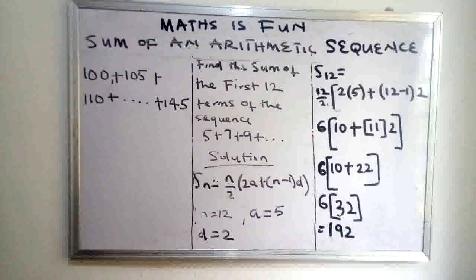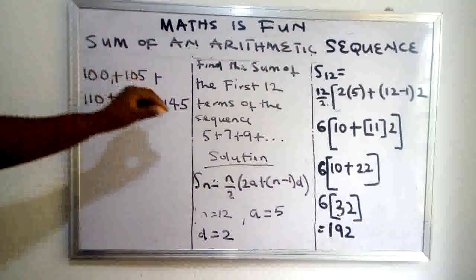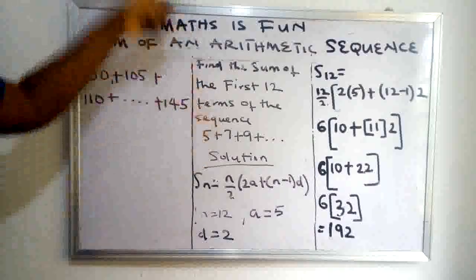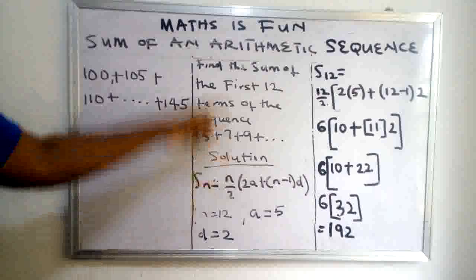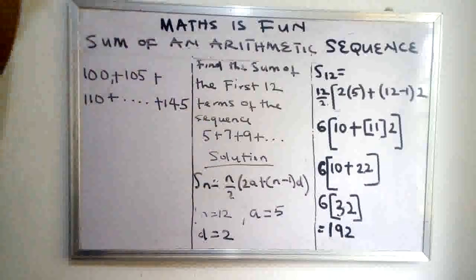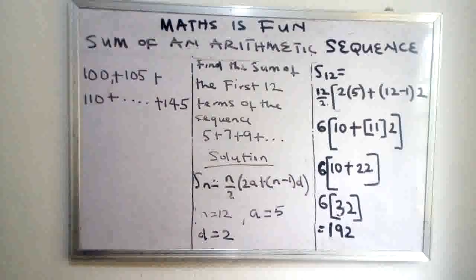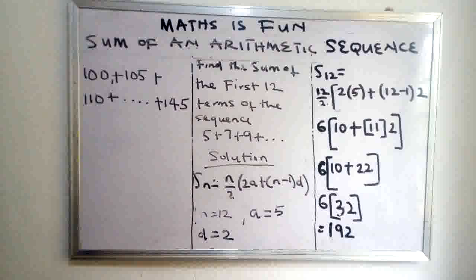Alright? To solve this question, the first thing is to write the formula. So this formula for finding the sum of a sequence is given by Sn is equal to n over 2, open bracket, 2a plus, open bracket again, n minus 1, close bracket, d, close bracket.